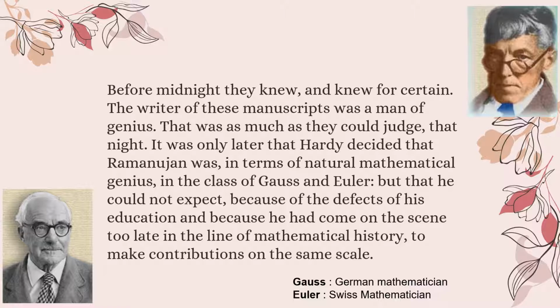In this paragraph, we understand that before midnight, Hardy and Littlewood came to the conclusion that the writer of the manuscript was a man of genius. Hardy realized that Ramanujan was a natural mathematical genius from the class of Gauss and Euler. Gauss is a German mathematician and Euler was a Swiss mathematician, but he could not expect, due to the defects in Ramanujan's education, and because he had been known very late in the line of mathematical history, to make the same levels of contributions in the field of mathematics.